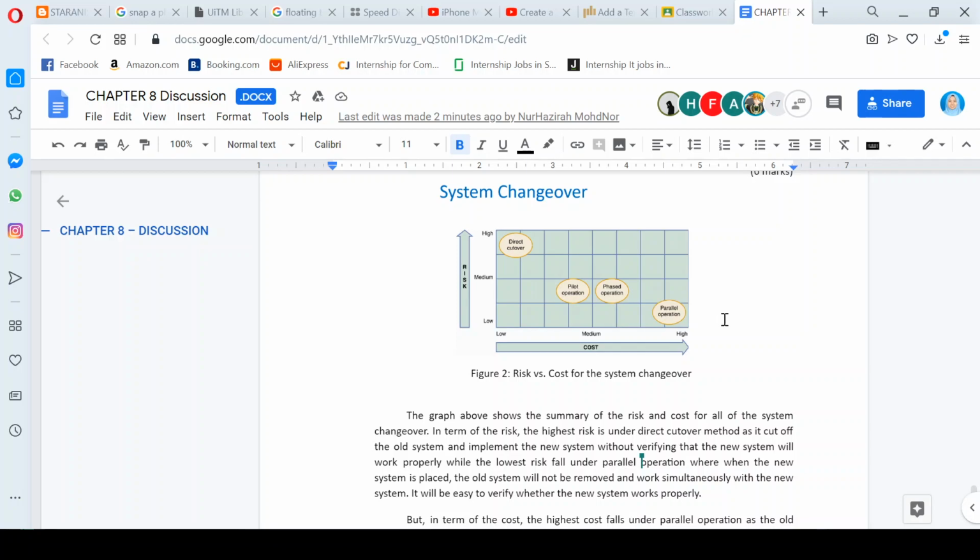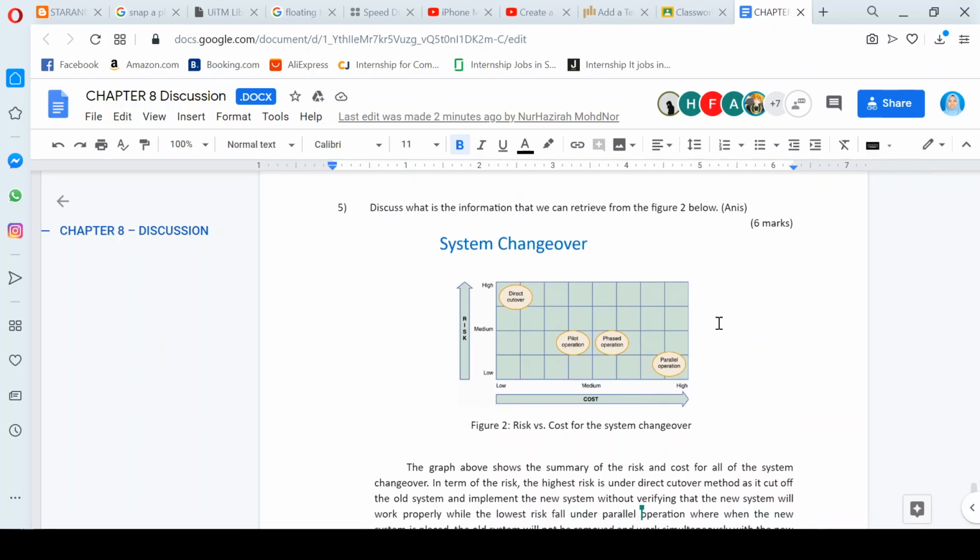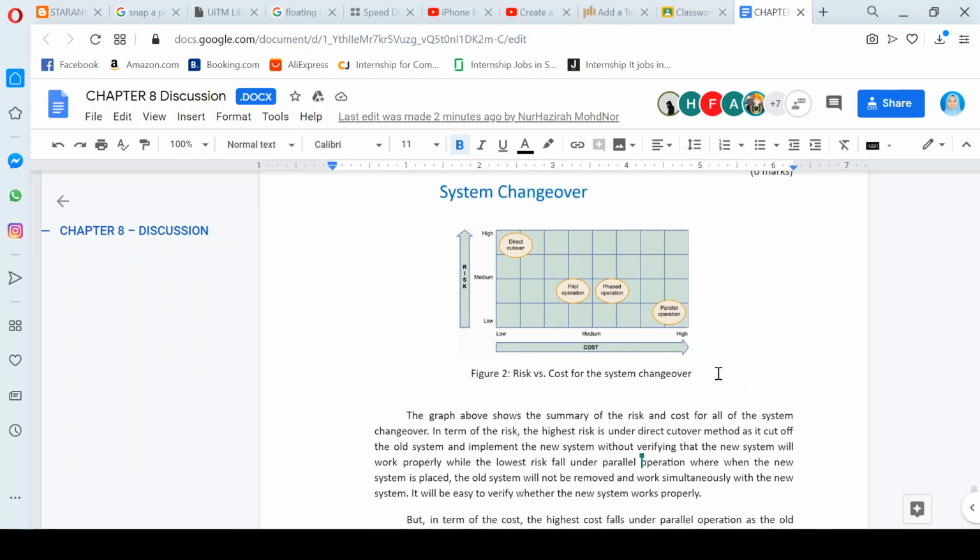Okay, Anis, parallel operation tu dia bukan part by part. Part by part tu adalah phase operation. Oh, saya silap, sir. Sorry, sir. Oh, parallel ni yang tadi yang by branch tu kan, sir? Contoh macam Future dengan Island, dia implement dekat satu campus dahulu sebelum dia implement dekat seluruh campus. Yang tu pilot operation, Anis.